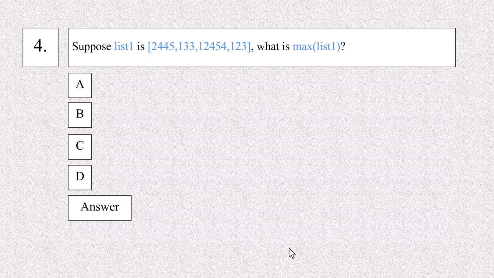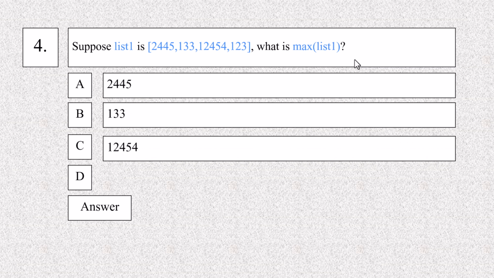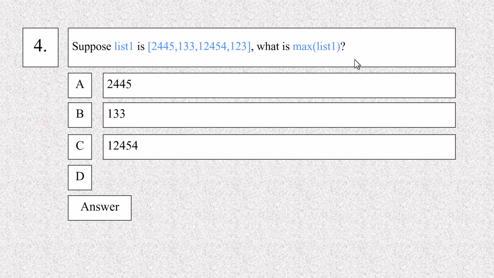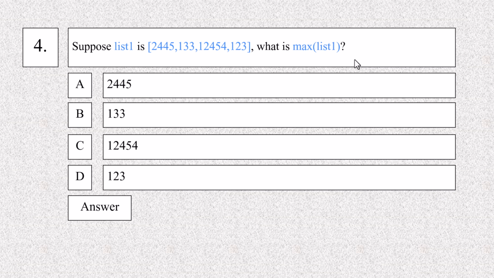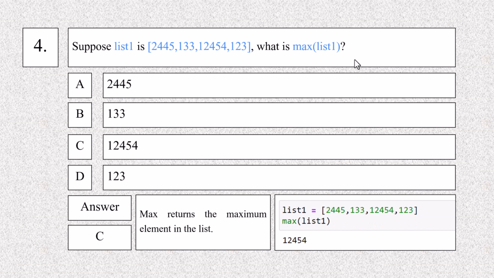The next question is question 4. Suppose list1 is this one, what is the maximum of list1? Option A is 2 4 4 5, option B 1 3 3, option C 1 2 4 5 4, option D 1 2 3, and the correct answer will be option C. The max function returns the maximum element in the list. If you run the code in the Jupyter notebook, this will give you this result.